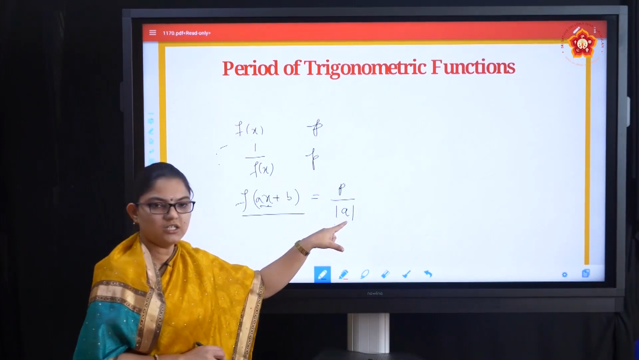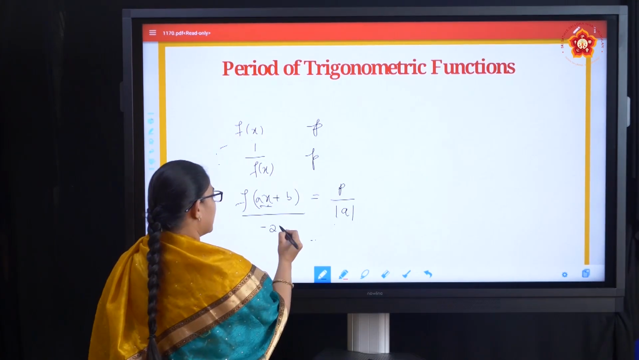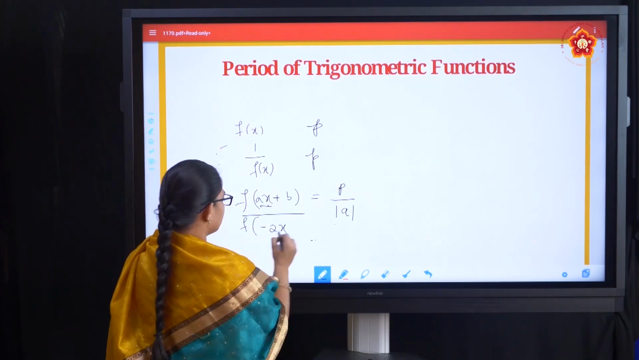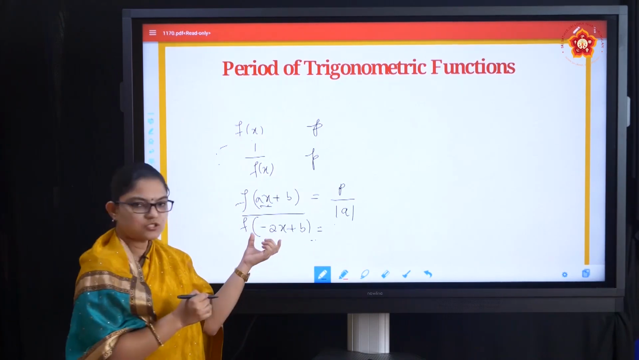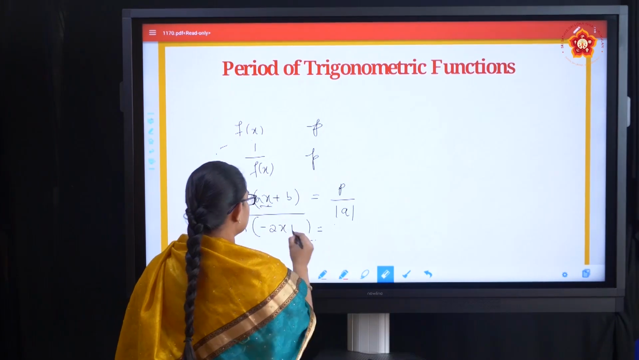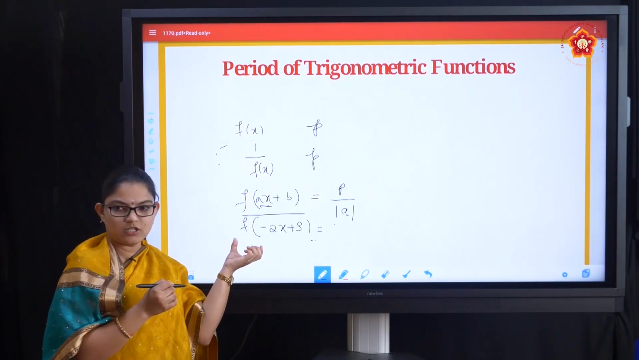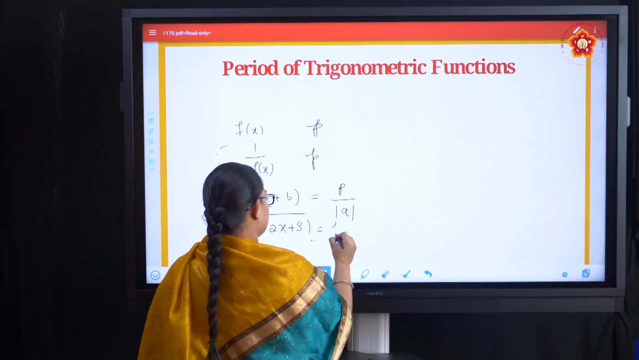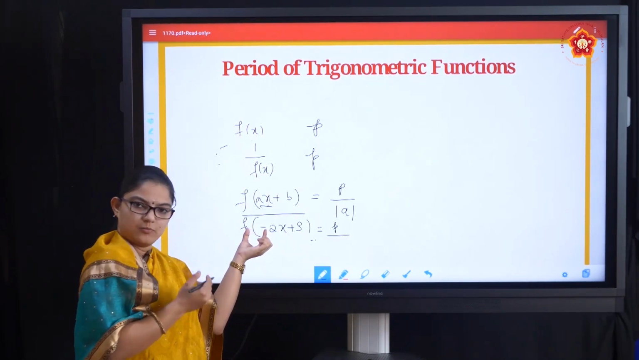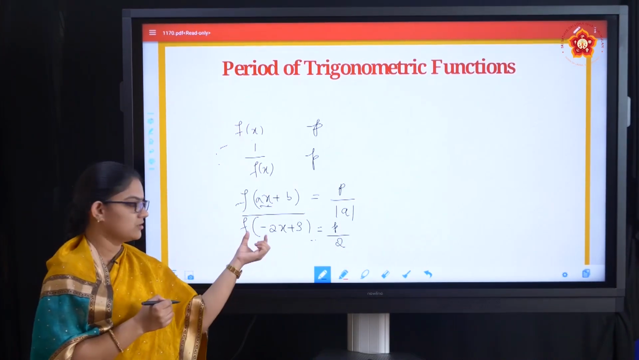That is, we have to consider the positive. Suppose, for example, you have minus 2 as the coefficient of x, and you are asked to find the period of f of minus 2x plus some value. We can consider ax plus b, with b being 3. Then the period of this function will be P by mod a. That is, you have to consider the positive value of the coefficient: the modulus of minus 2 is 2. So you have to consider plus 2 only, not minus 2.